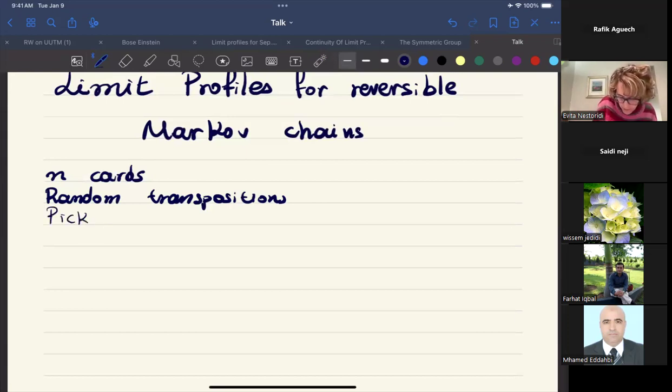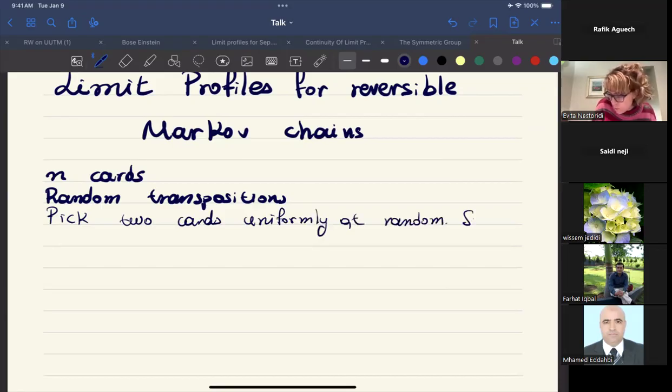So pick two cards uniformly at random, independently, and then swap them. That's the random transposition card shuffle. The question we like to ask, or one of the questions. Sorry, yes? By swapping, you mean that they change the place? Yes, exactly. So if you pick card I, which is in position I at first, and card J, which is in position J, swapping means that card J goes to position I, card I goes to position J, but everything else remains fixed. Swap can also mean transpose, in case I use that word also.